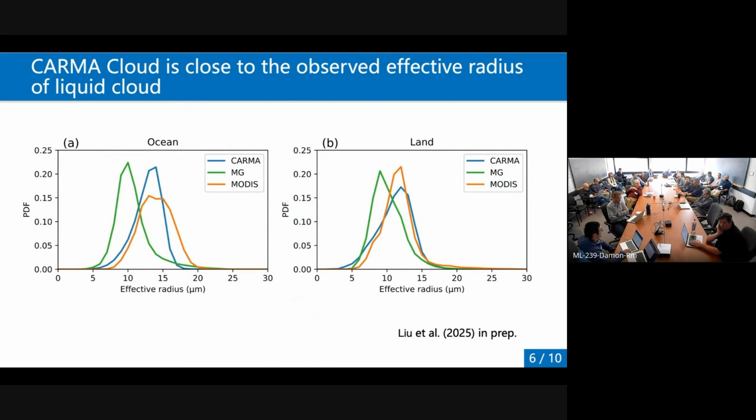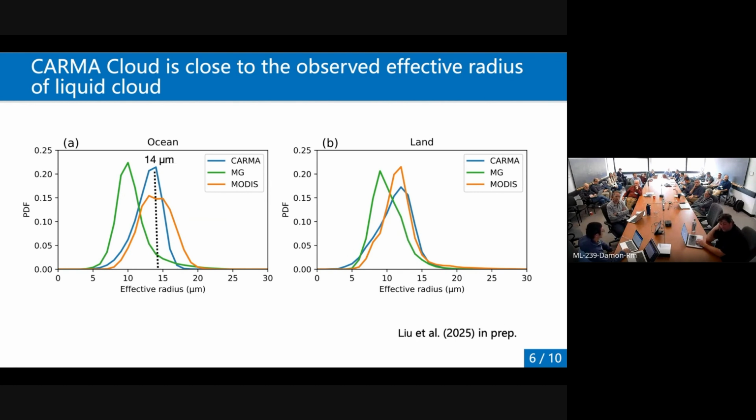Karma Cloud is close to the observed effective radius of liquid cloud. For the figures below, we have probability density functions of effective radius over the oceans on the left and over the land on the right. So the horizontal axis represents effective radius from 0 to 30 microns for cloud-sized particles, and the y-axis represents the PDF distribution. Karma is colored in blue, MG in green, and the data in orange.